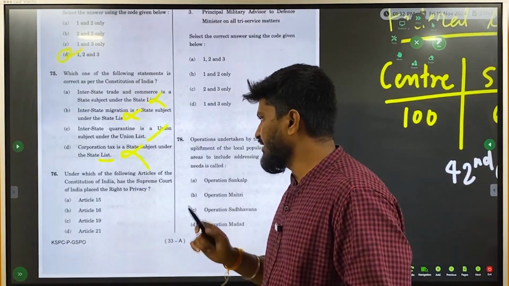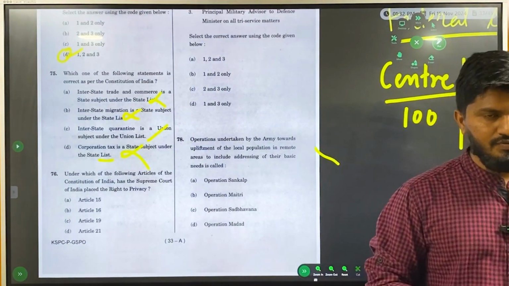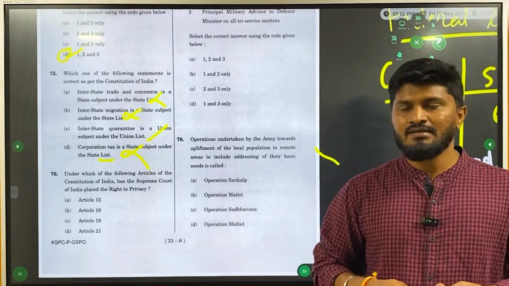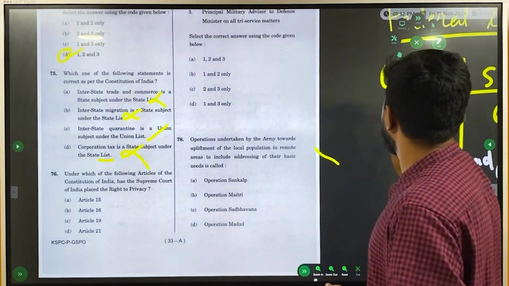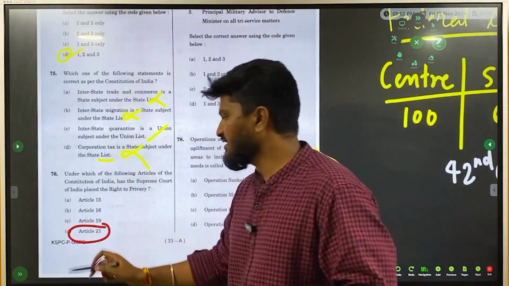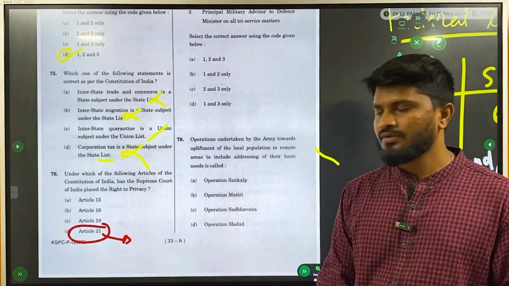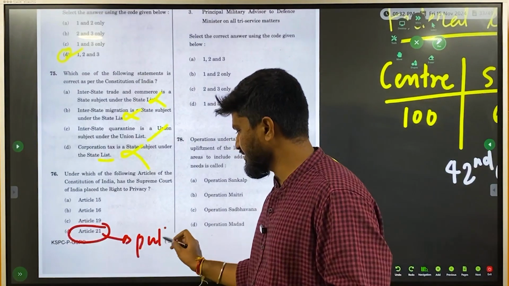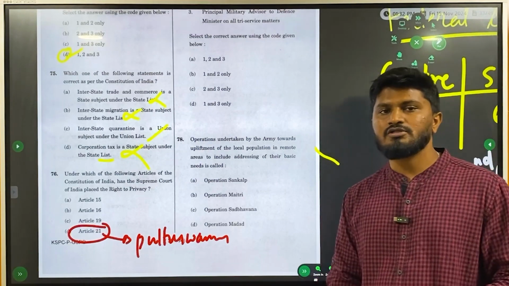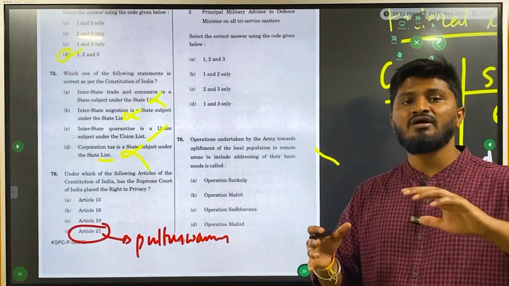under which of the following articles of the Constitution of India has the Supreme Court of India placed the right to privacy? Right to privacy is always in the news, so you should know about it. Right to privacy was added in Article 21, that is right to life and personal liberty, by the Supreme Court through the Justice Puttaswamy case. In this case, the Supreme Court held that Article 21 also contains the right to privacy as its implicit part. So right to privacy was upheld as a fundamental right.